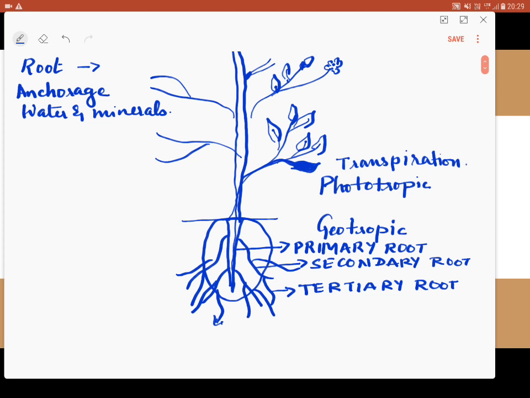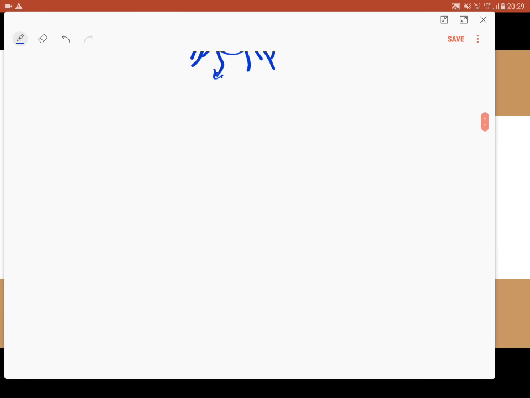Does root do only these two functions of anchorage and absorption of water and mineral salts? No, certain specialized roots modify themselves to do storage. We will move on to the functions separately. So, the first modified function is storage. Example, carrot. I am sure we all have seen the carrot. It generally looks like a cone. So, this is called a conical root.